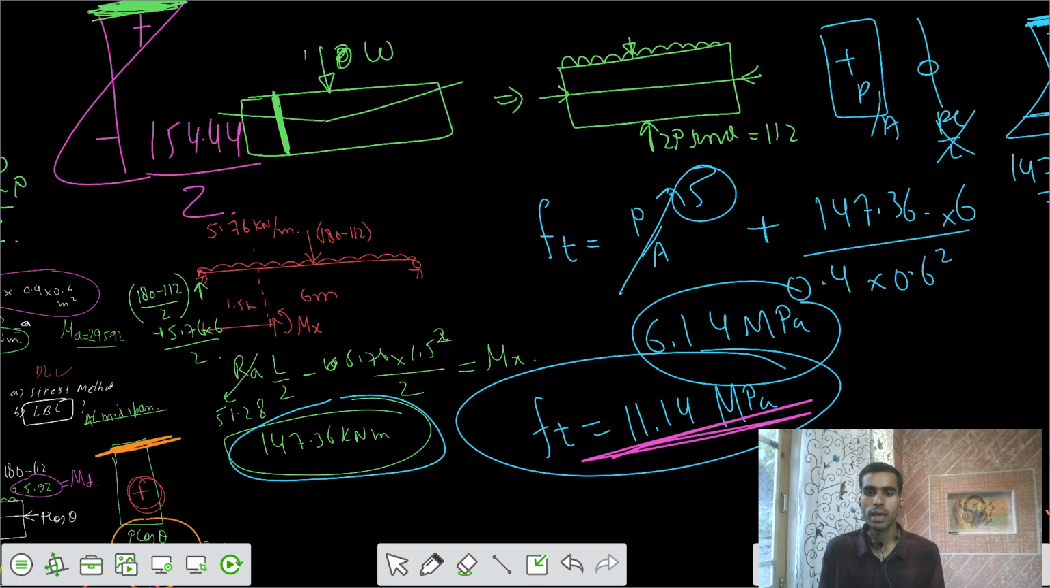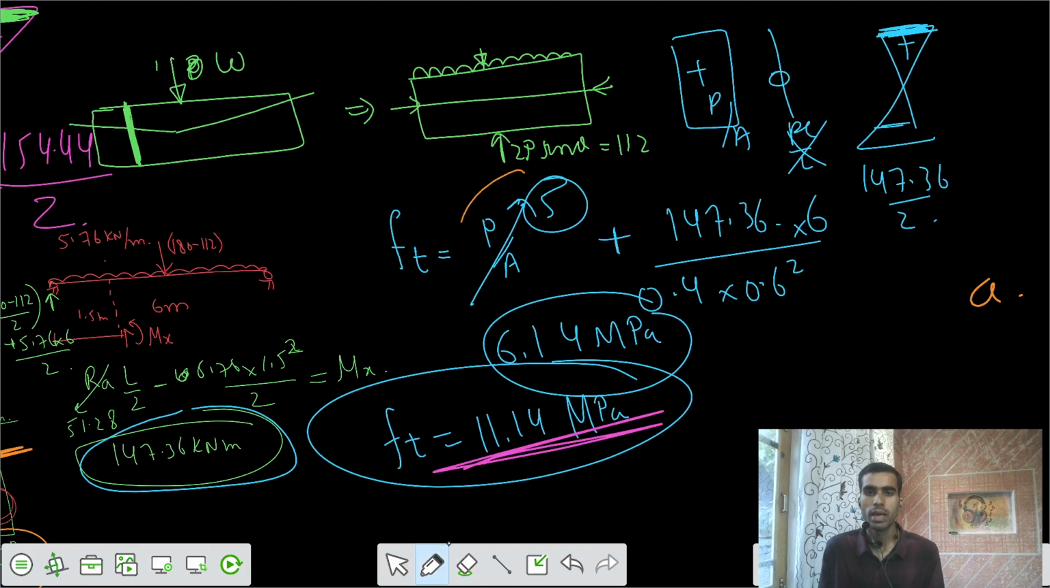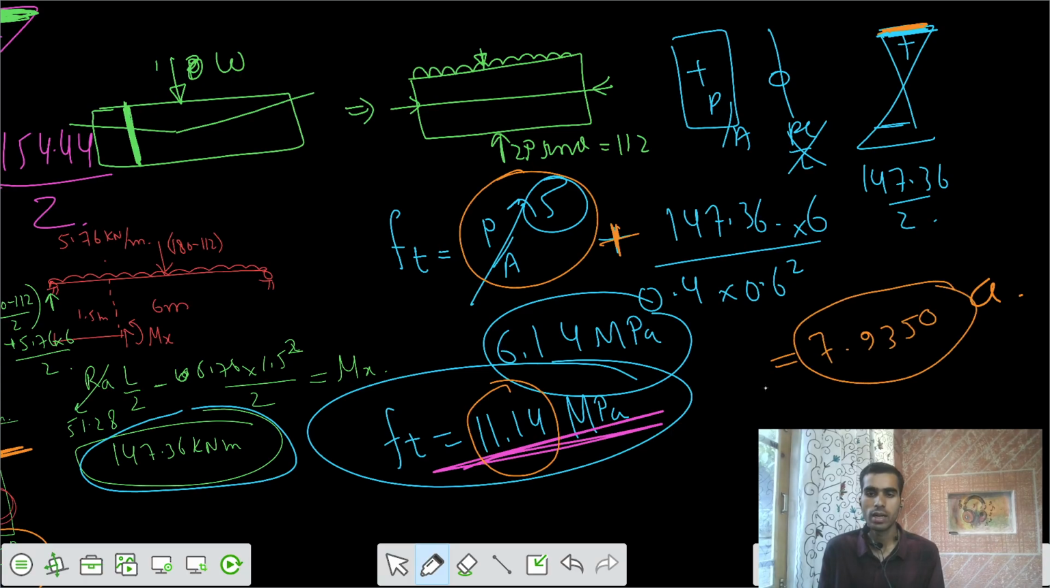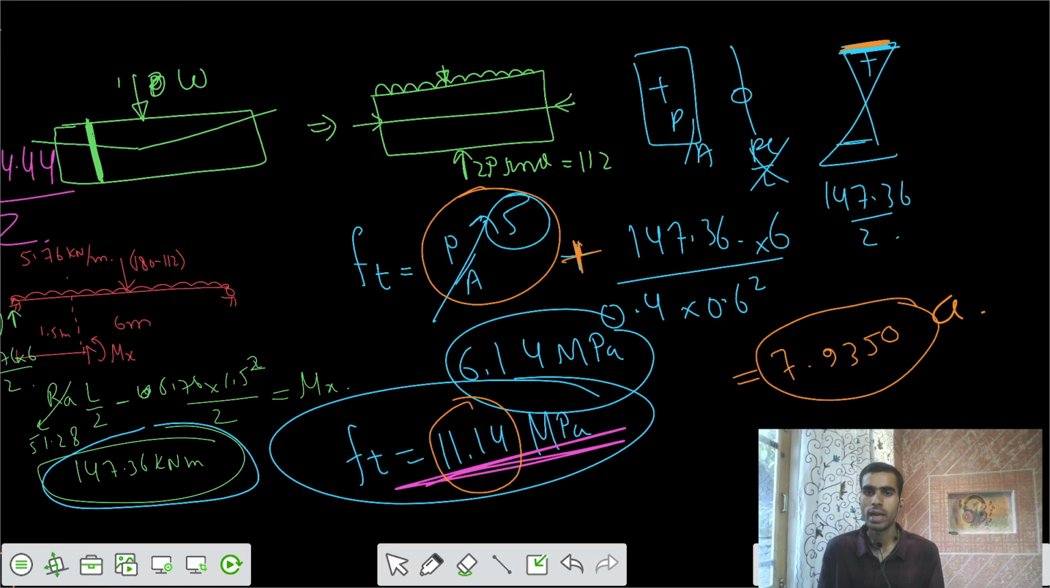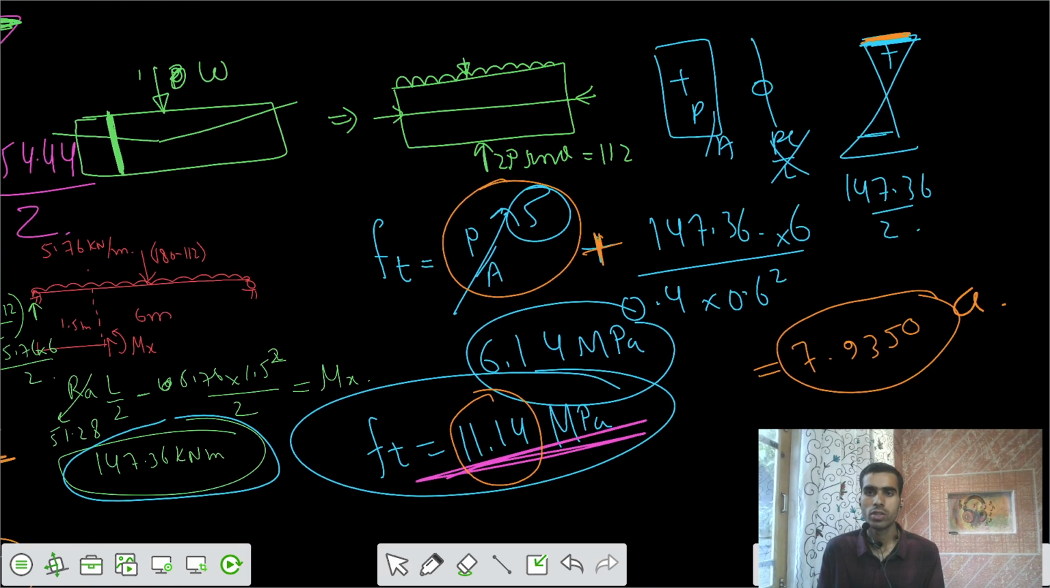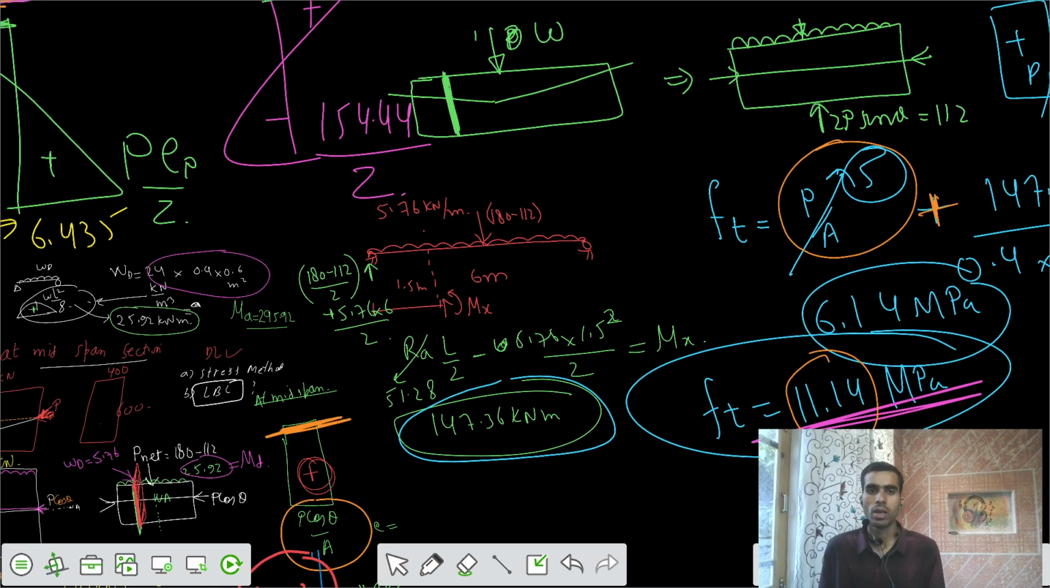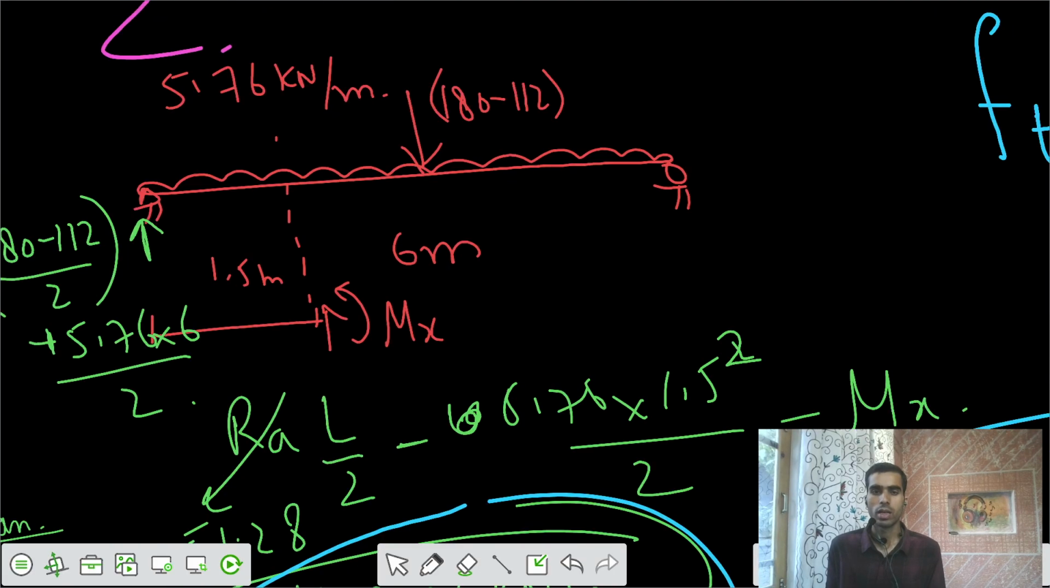Your value of P by A, that's already fixed. That is 5. So 5 plus the stress, I have to add some value such that the overall value is 7.935. So it should not be 11.14. The final value should be around 7.935. There might be an error in the moment calculations, because we have M by Z. So 147 should not be there. We need to check these calculations.